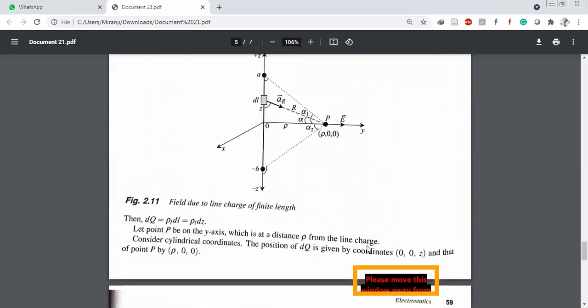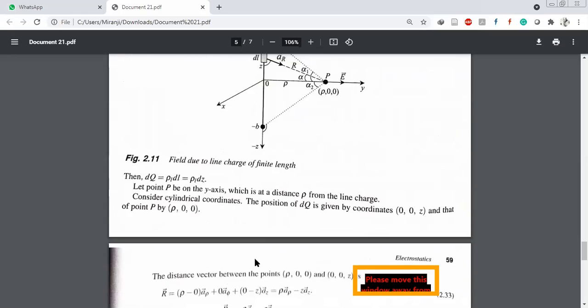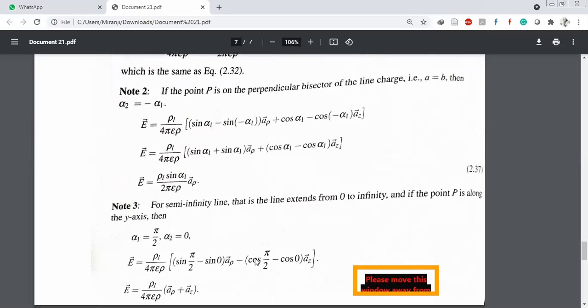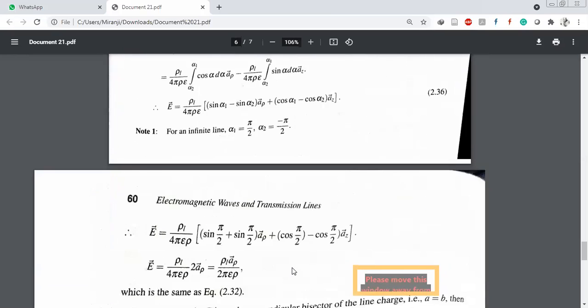That's all about the infinite line. In the next class we will discuss the finite line. Why? Because from the exam point of view, this finite line is much more important than the infinite line.